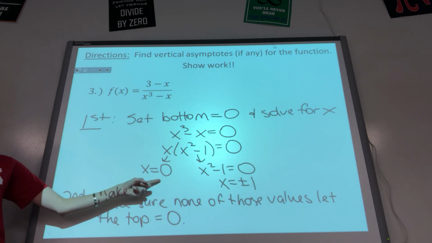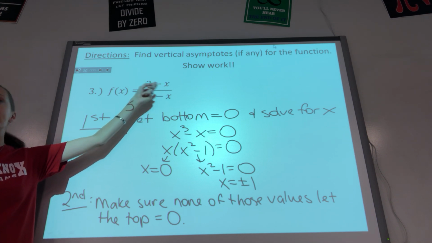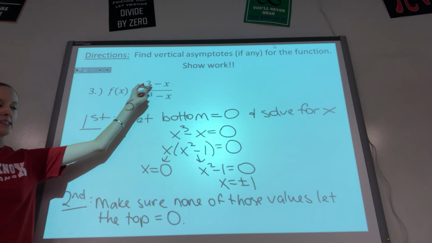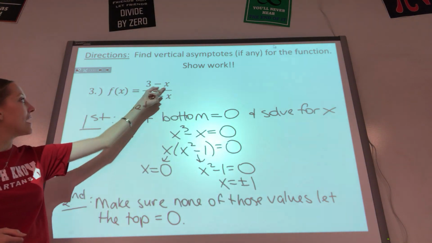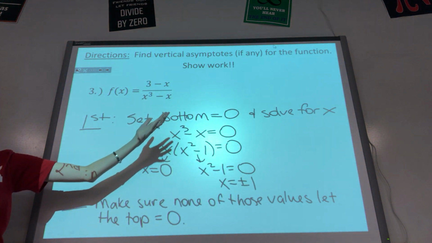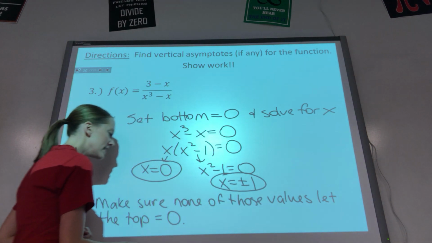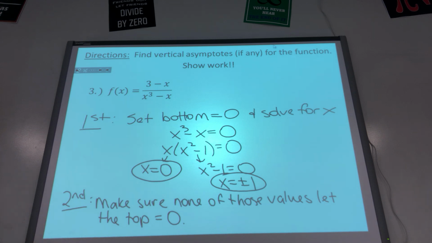Take the first answer that you got, 0. If you put that in right here for x, 3 minus 0 is 3, so that's fine. Put in a positive 1, it's fine. Put in a negative 1, it's fine. None of those are going to let the top equal 0. So this graph would actually have 3 vertical asymptotes. And you can check that on your calculator.